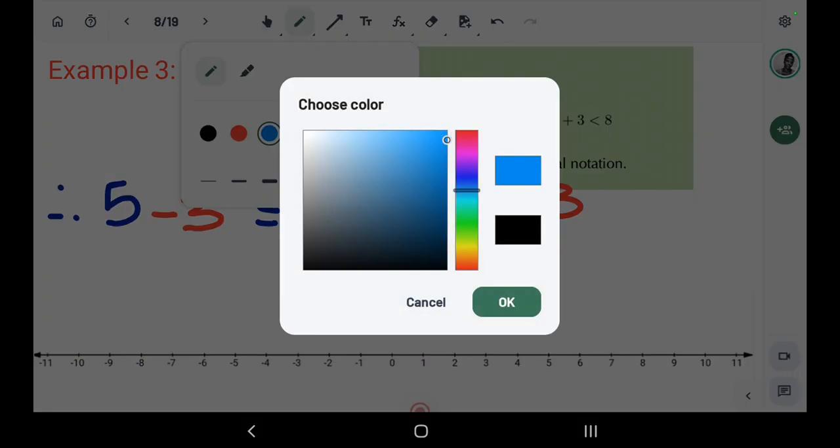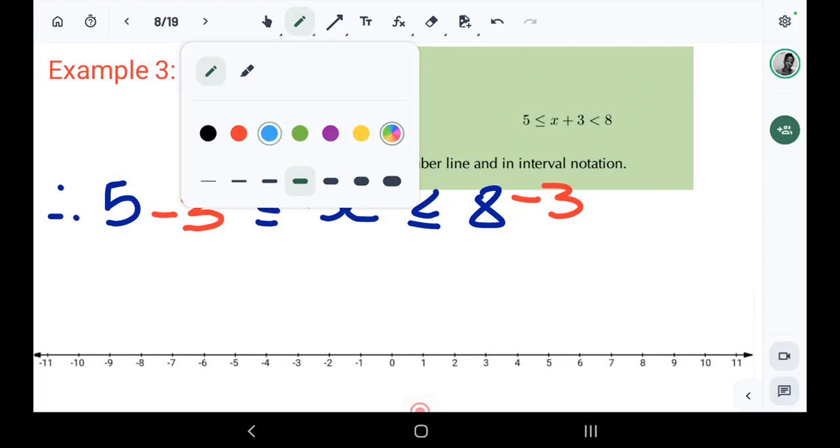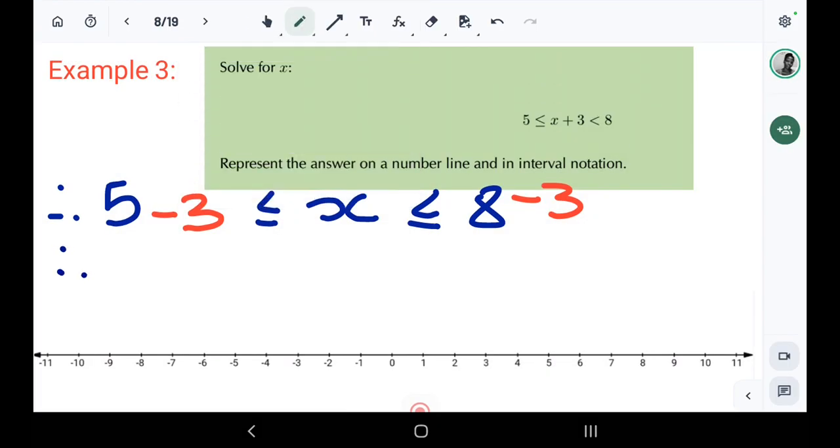And let's go back to my lovely color. Therefore, 5 minus 3 equals 2. Less than, sorry, I made a mistake here. This should be less than, not less than or equal to. That is 2 is less than or equal to x, less than 8 minus 3, which is equal to 5.